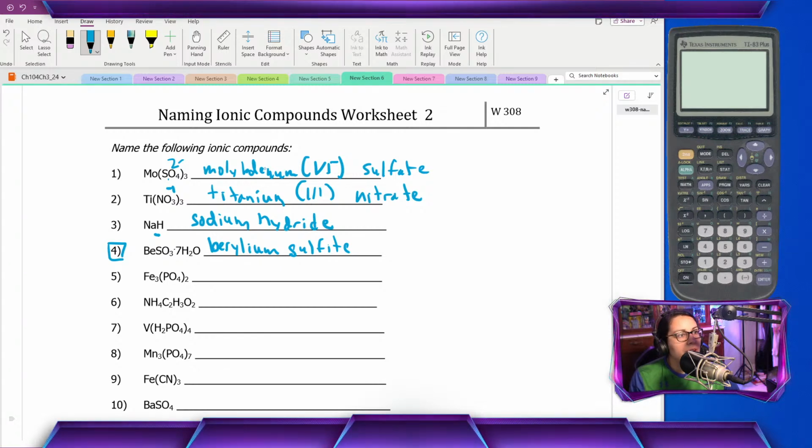So now try 5, 6, and 7. We'll go over them. So post your answers in the chat.